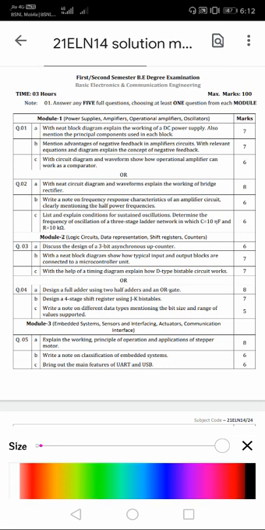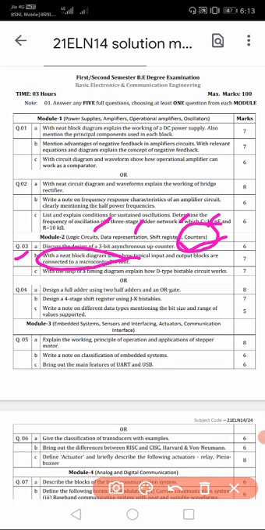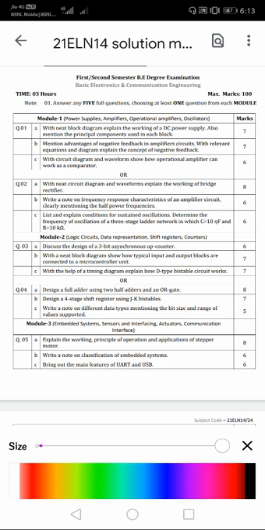Then I'll switch to module 2: logic circuits, data representation, shift register and counters. Question number 3, look at A. This is a definite question. Mark it: 3-bit asynchronous up counter. It is in the counter part, a definite question. Next, with a neat block diagram, show typical input and output blocks of a microcontroller. This is one more very important question. Mark it. 3-bit counter will not be missed, and microcontroller will not be missed in the main exam.